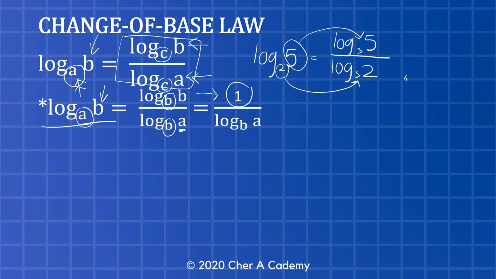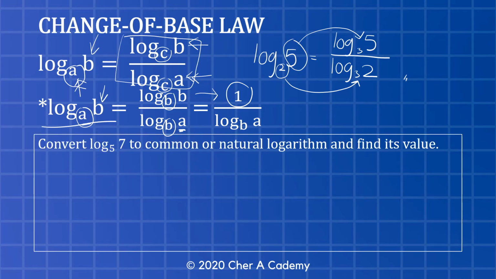Let's look at an example. This question is to convert log base 5 of 7 to common or natural log and find its value. So let's do a recap. Common log is log base 10, right? And we write it as lg. Natural log is log base e, and we write it as ln.